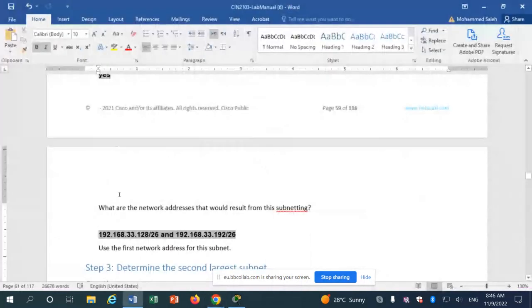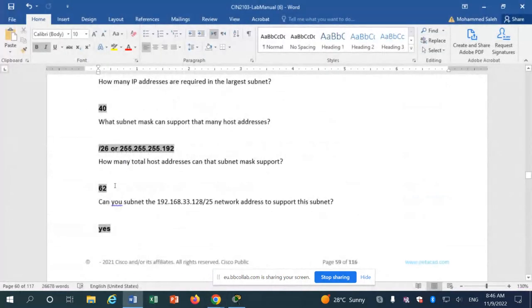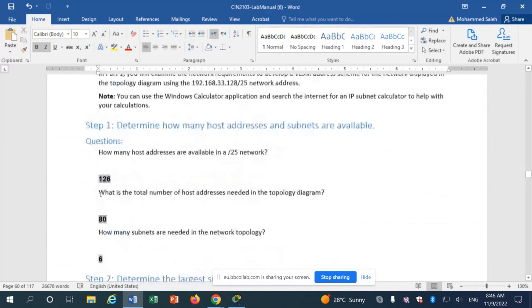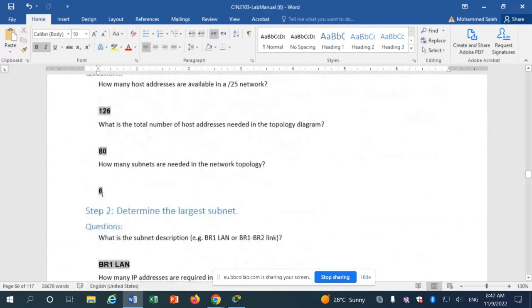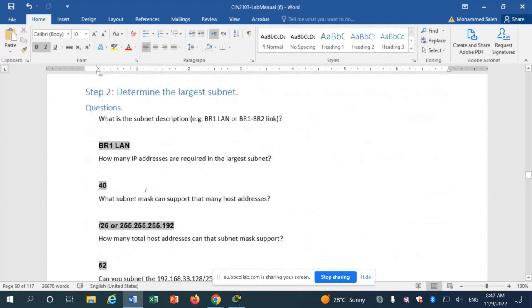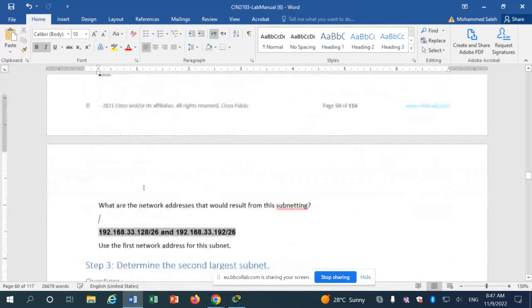So here we need to get 40 hosts. We agreed that we need 6 bits for the host and 2 bits for the network. If I am using 2 bits for the network, the magic number is 64, right? And we are starting from 128 because we are already starting from /25. So we will come here.